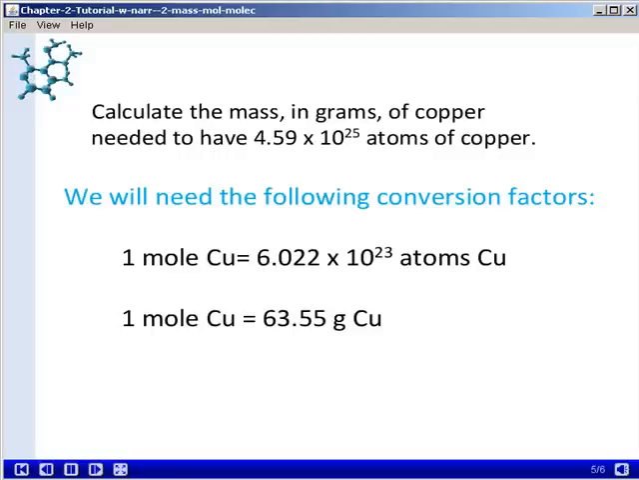The first is the relationship between moles and particles. In this case, we're dealing with an element in its atomic form, so the particles are atoms. So 1 mole of copper is equivalent to 6.022 times 10 to the 23rd power atoms.